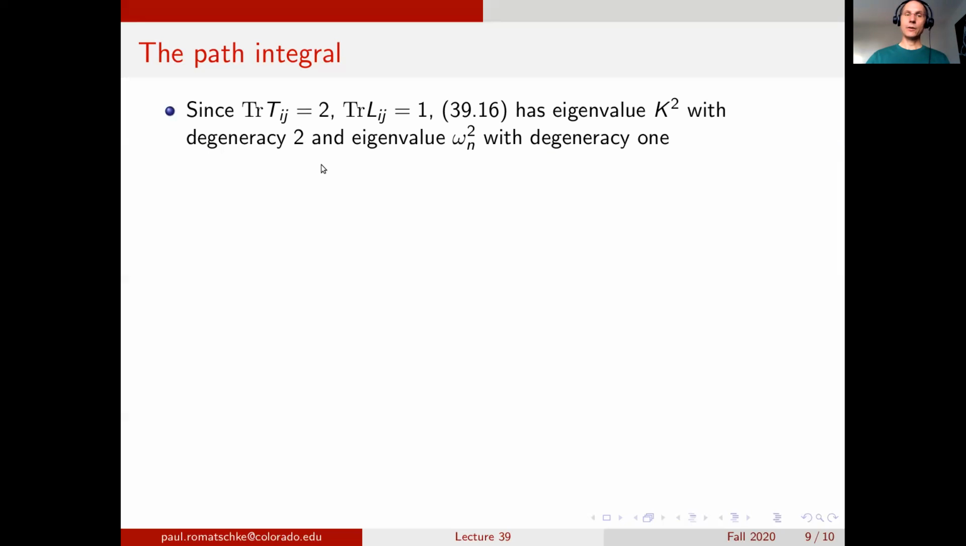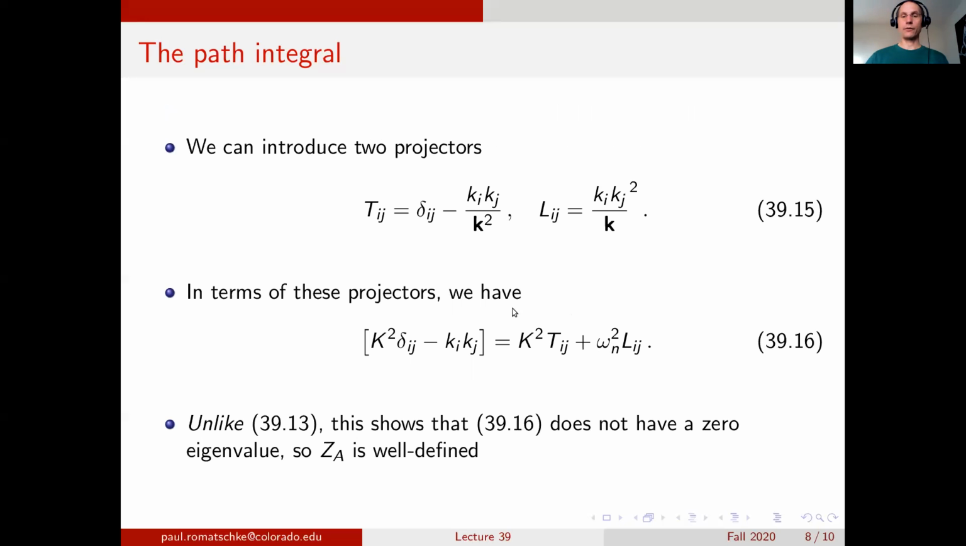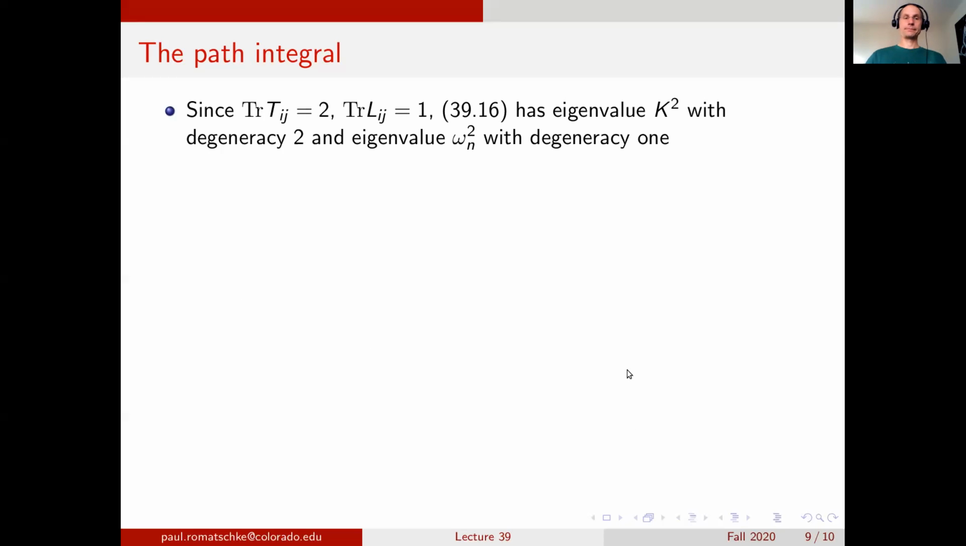We can look at the multiplicity of the eigenvalues by looking at the traces of the projectors. The trace of the transverse projector is 2. The trace of the longitudinal projector is 1. So that means that we have eigenvalue K squared with multiplicity 2 and eigenvalue omega n squared with multiplicity 1. So we find that the determinant for the ZA in temporal axial gauge is given as the following expression. It's the exponential of -1/2 sum over all Euclidean momenta K logarithm of K squared squared, because the eigenvalue was K squared and it comes with multiplicity 2, -1/2 sum over all Euclidean momenta K logarithm of omega n squared, because the eigenvalue for the longitudinal projector was omega n squared, and it comes with multiplicity 1.